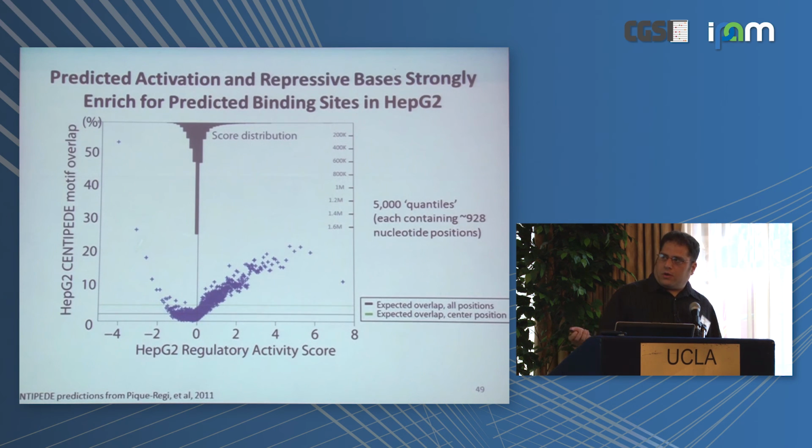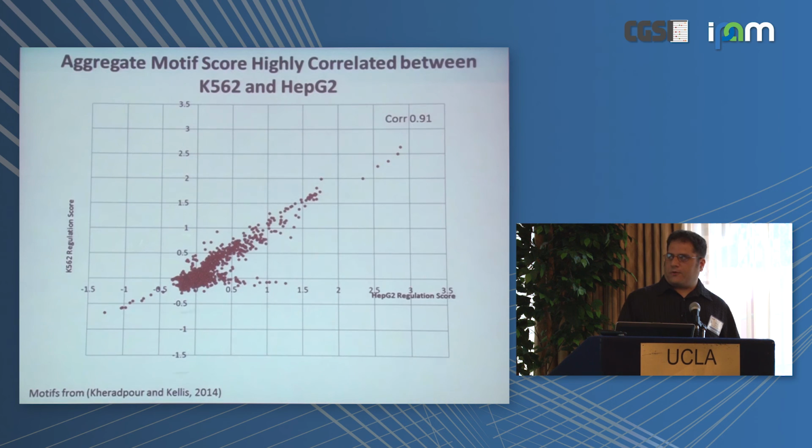And here's another quantitative evaluation, again using the CENTIPEDE calls as the orthogonal validation, showing that as we go to greater activating activity or greater repressive activity, we have a greater percentage of the bases overlapping CENTIPEDE motifs. So we've binned this into bins of 928 nucleotides. And it's greater than the overall baseline, black is expected. And if we just look at the center position where we both have more statistical power and expect more regulatory sites, that's its baseline, and we're better than either baseline.